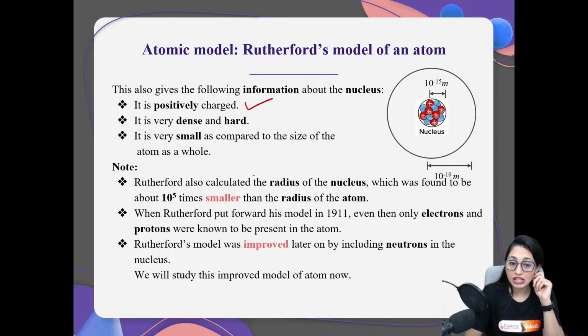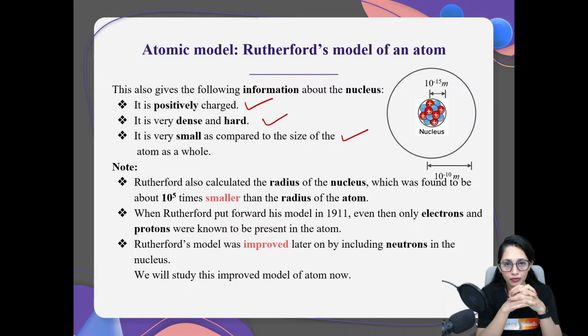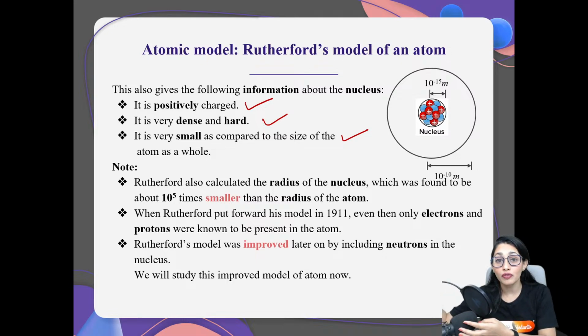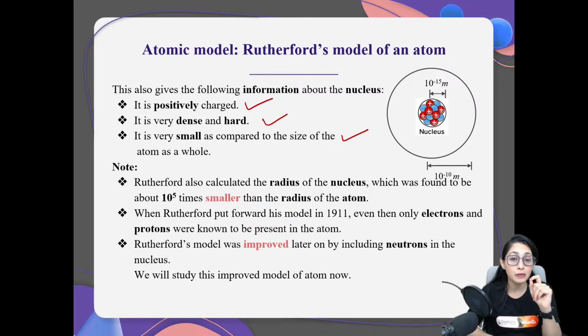So this also gives the following information about the nucleus. It is positively charged, of course, protons are there. It is very dense and hard. It is very small as compared to the size of the atom as a whole. So you can imagine you are in a football field. You are holding a ball. The size of the ball is the size of the nucleus, and the size of the football field is the size of an atom. So most of the space in the atom is empty.